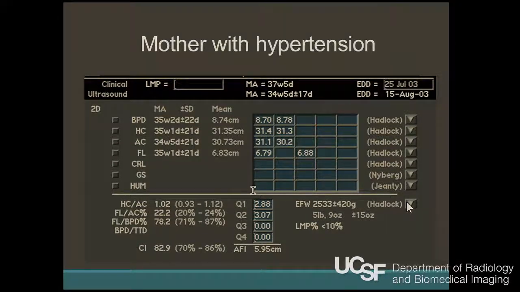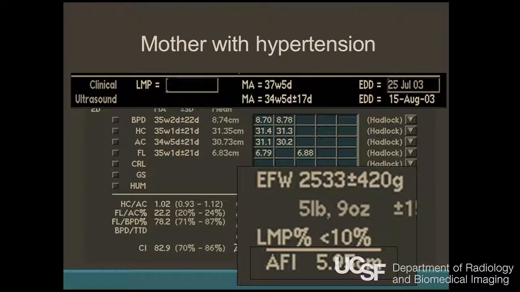So this is a mother with hypertension. This is the biometric sheet from the end of an obstetrical ultrasound. And we get these all the time. Different machines look differently, but there's a few things you always want to tend to focus on. So I'll kind of point those out.